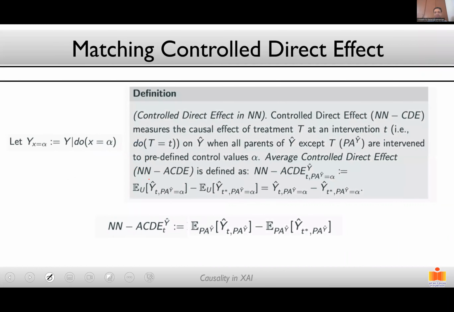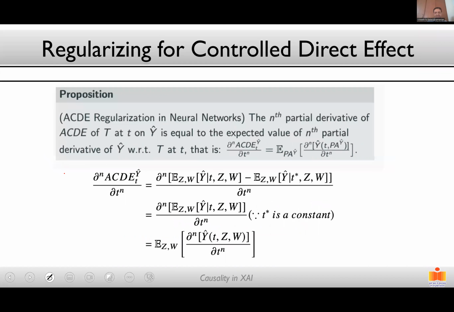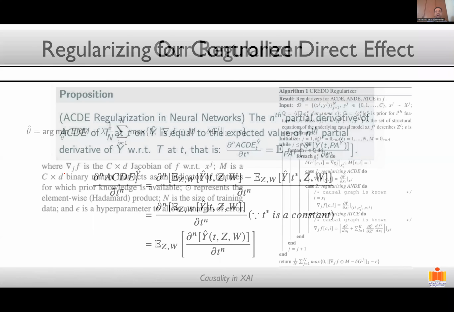I'm not going to go through the definitions and the theorems, but very quickly, we formally define what a controlled direct effect in a neural network could mean. We similarly show that such a direct effect is identifiable in a neural network. By identifiable, we mean that you can compute it in practice. That's what identifiability really means. We show formally that such a direct effect can be identifiable in a neural network. This is the formal proof, a very simple proof, but these propositions have proofs to show that these kinds of causal effects are identifiable.